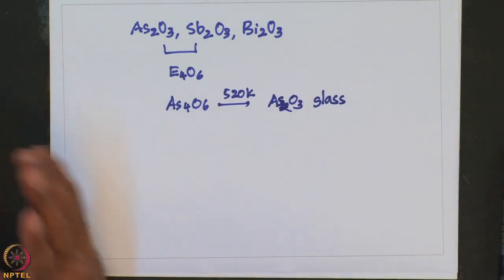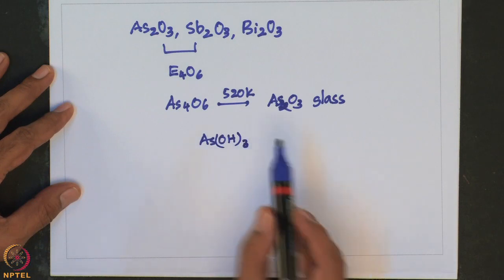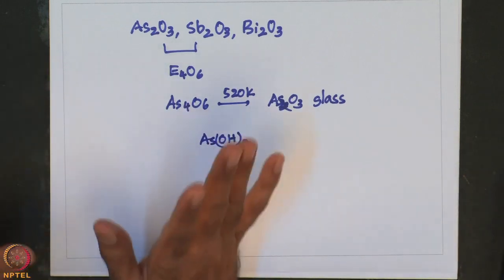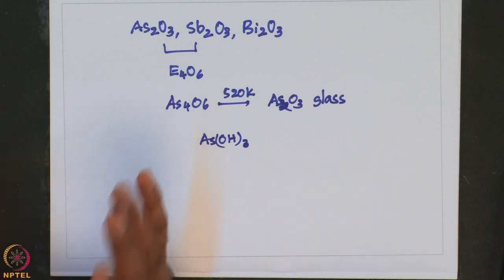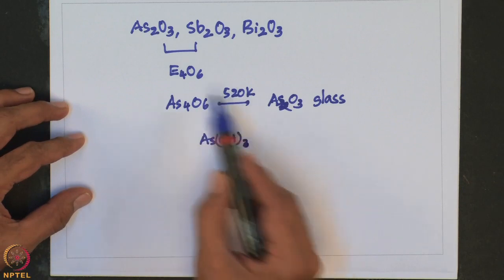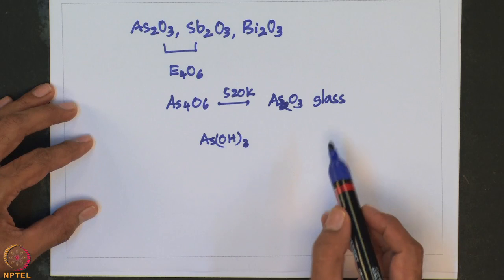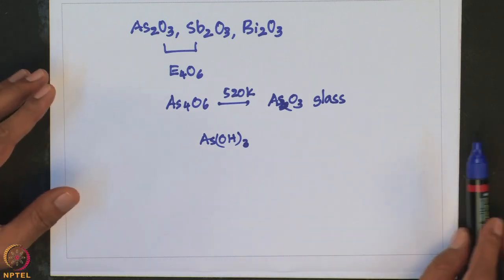So, dissolution of As2O3 in water gives a very weakly acidic solution, and it is probable that the species present is As(OH)3. Although this has never been isolated, crystallization of aqueous solution yields As2O3. So, if you take the aqueous solution of As2O3, that yields As2O3 crystals.